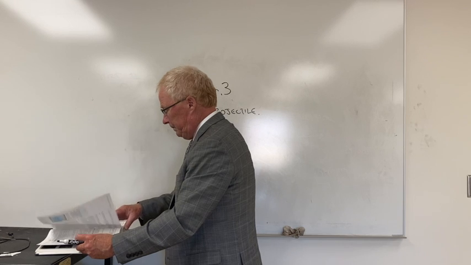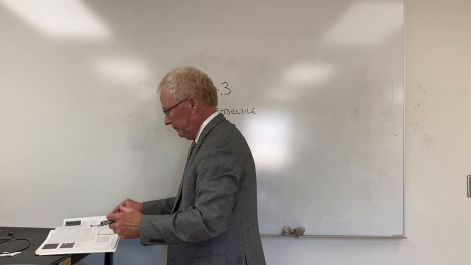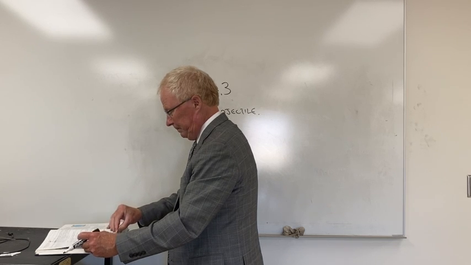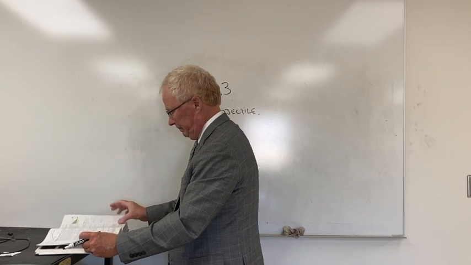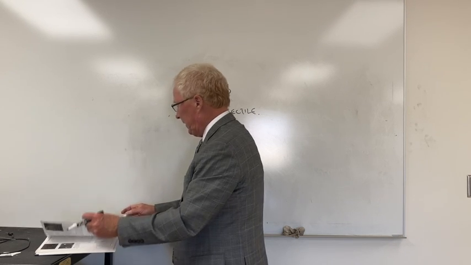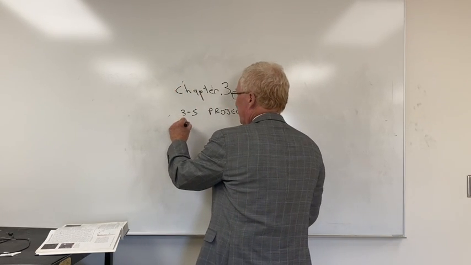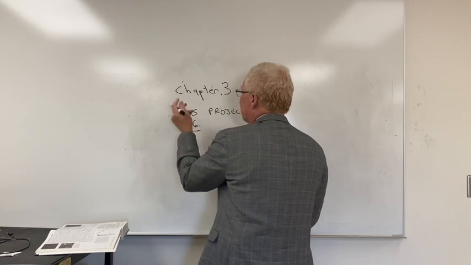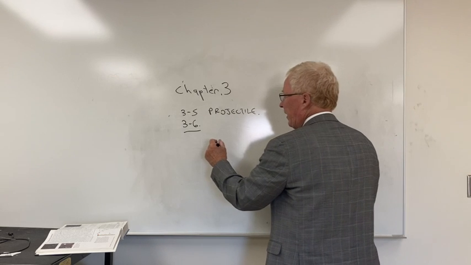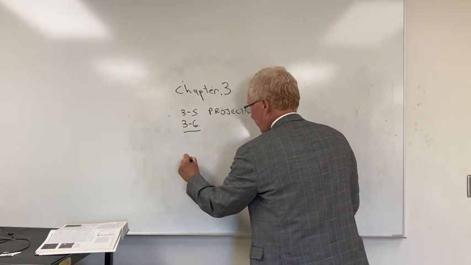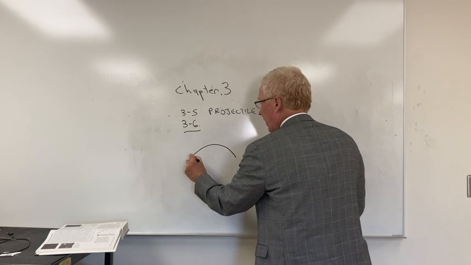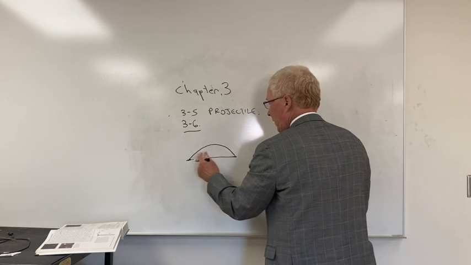In this section, and this is also 3.6, so I might as well just combine them together. The type of projectile motion we're going to have is where you launch something and it comes back to the same height, drops back at the same height.